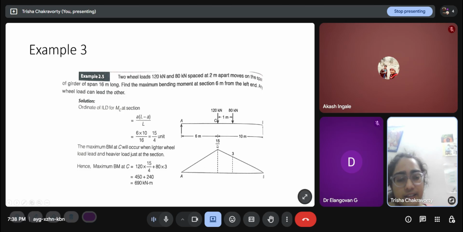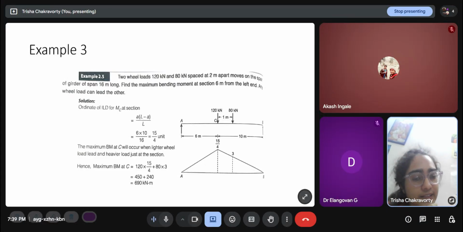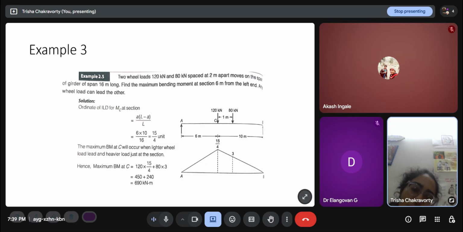Now see here, this highest value is reducing to 0 over a span of 6 meters. Here it is reducing to 0 over a span of 10 meters. So you can understand that this is falling slowly. If I put 2 meters on this side and 2 meters on that side, this part here will give a higher value because it is falling slowly. This part is falling off steeply, this part is falling slowly. So I have to put the 80 kilonewton on the right.